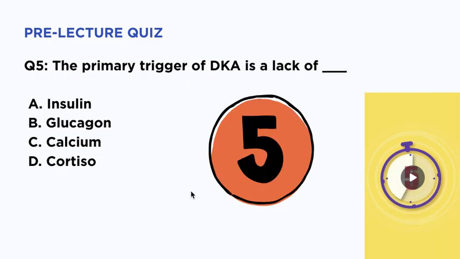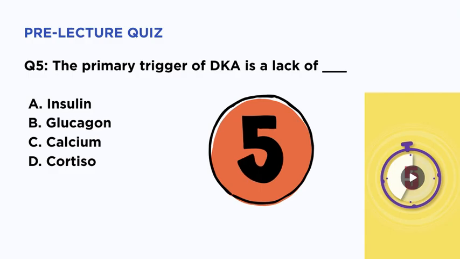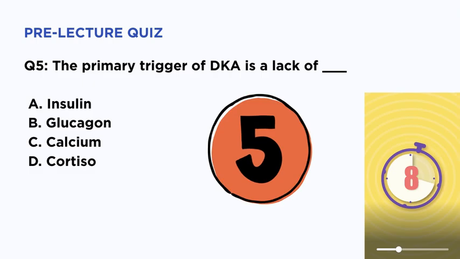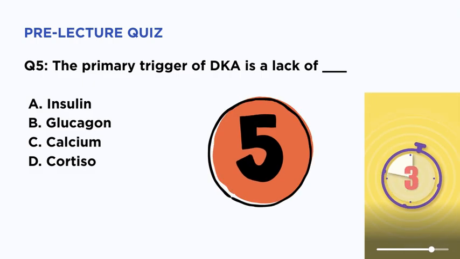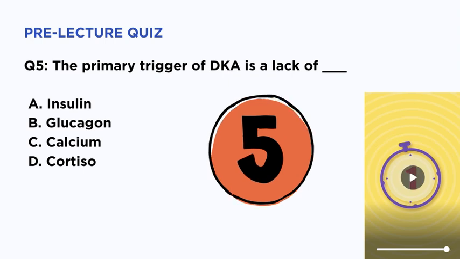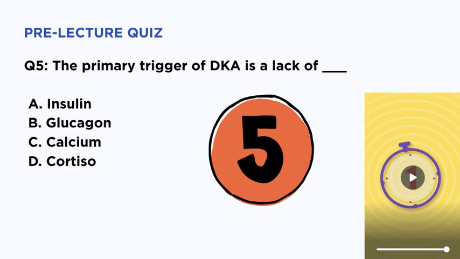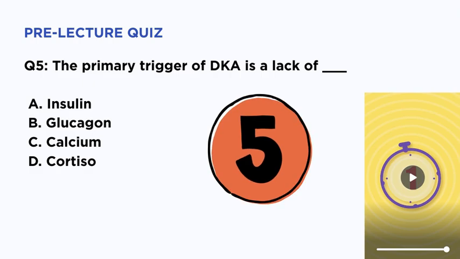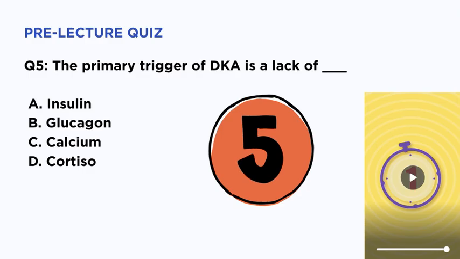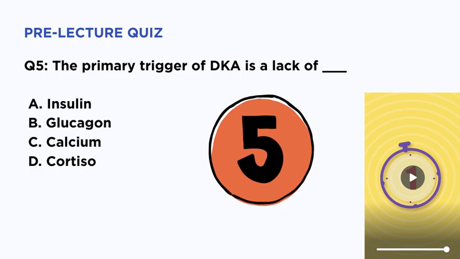And our last pretest question: the primary trigger of DKA is lack of what? Okay, so the correct answer here is letter A. Of course, lack of insulin. DKA begins when insulin is absent or severely low. Without insulin, glucose builds up, fats break down, and ketones go up.